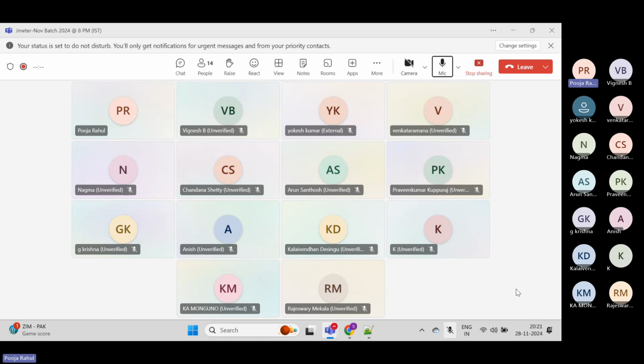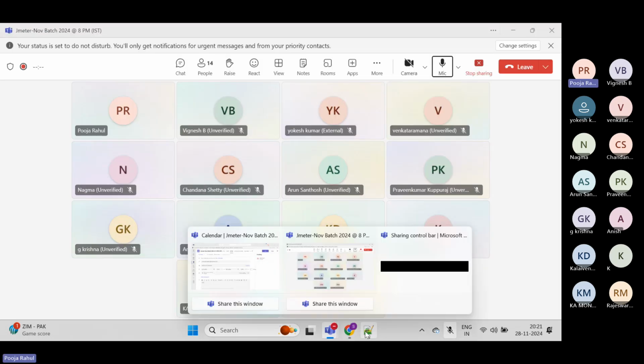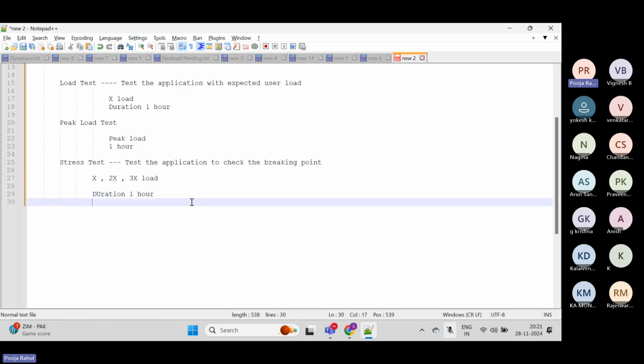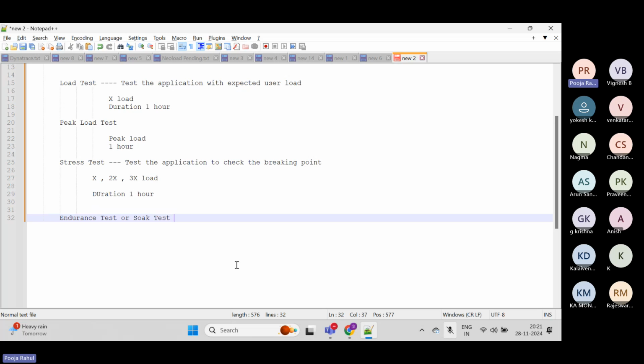So usually, okay, I'll logically complete the other definitions also, and then I'll come back to this point. So stress testing means you are checking the breaking point, like I told you. There is one more test called endurance test or soak test. That is the next type of test. What is that endurance test or soak test? Test the application for a longer period of time.